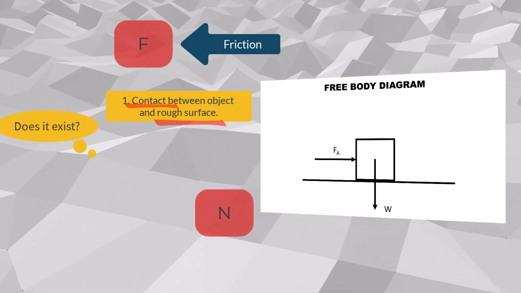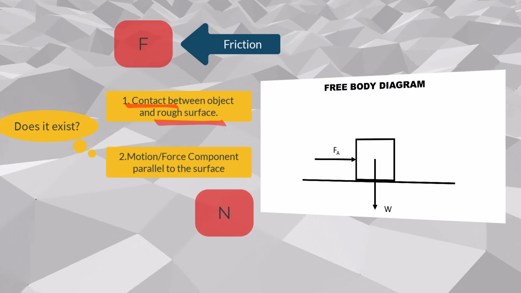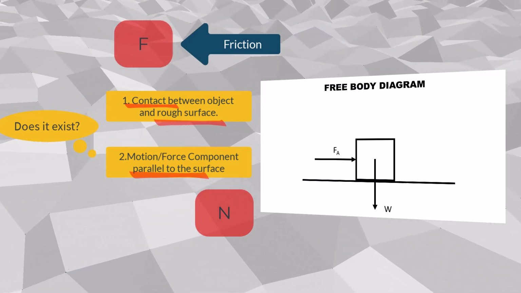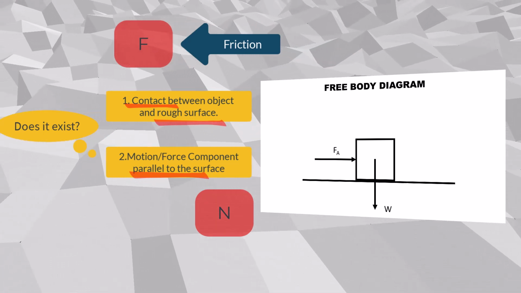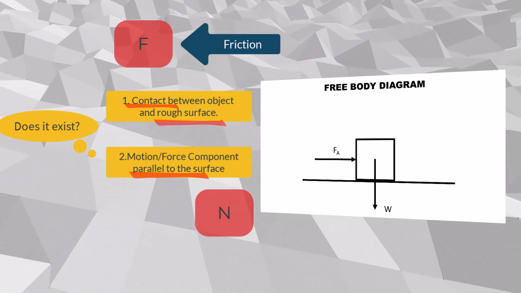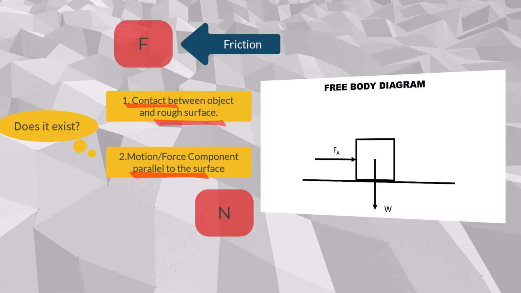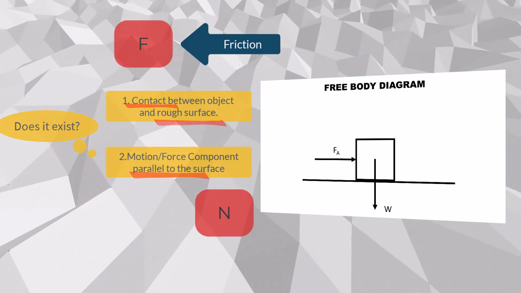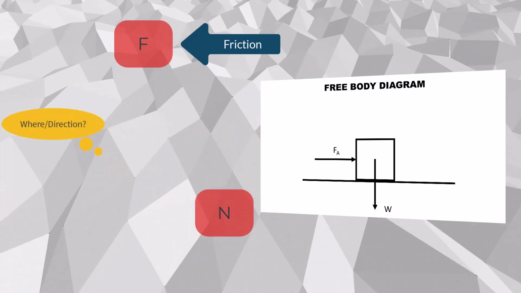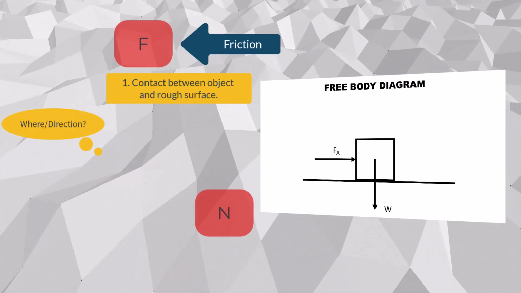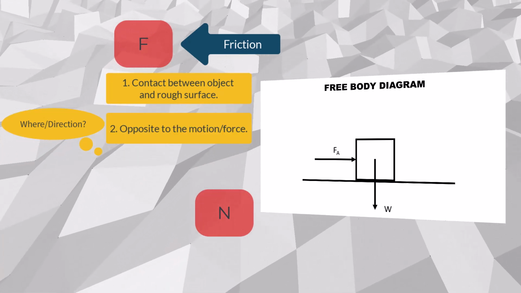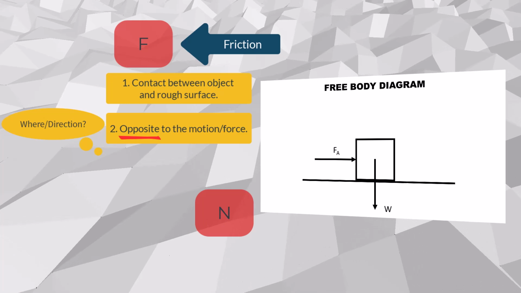The second element to consider is the motion or force component that is parallel to the surface. This is important because frictional force is a reaction to motion or a force component parallel to the surface. If there's no movement or no force trying to push the object along the surface, there is no friction. Frictional force exists in the contact area between the object and the rough surface. Remember, it always acts in the direction opposite to the motion or force component.